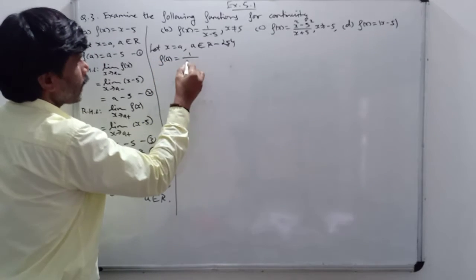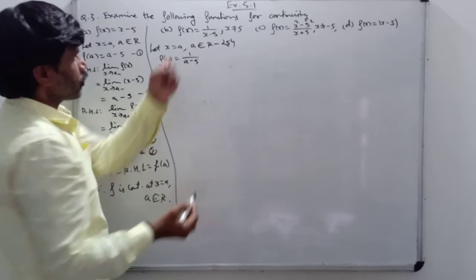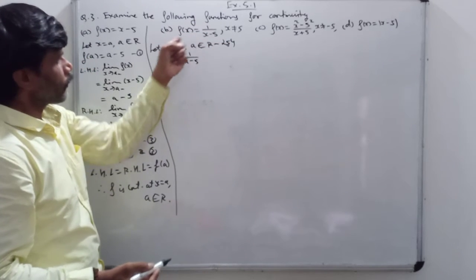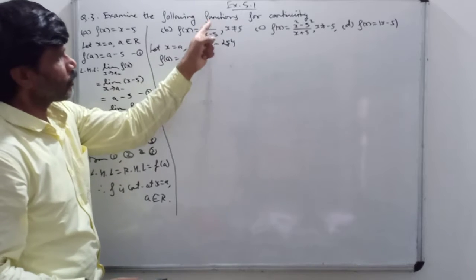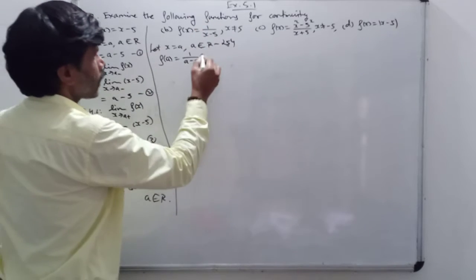Now we'll find the value of the function f(a). That is 1/(a − 5), because f(x) is 1/(x − 5). So for f(a), in place of x we write a on the left hand side, and on the right hand side also in place of x we write a. Give it result number 1.